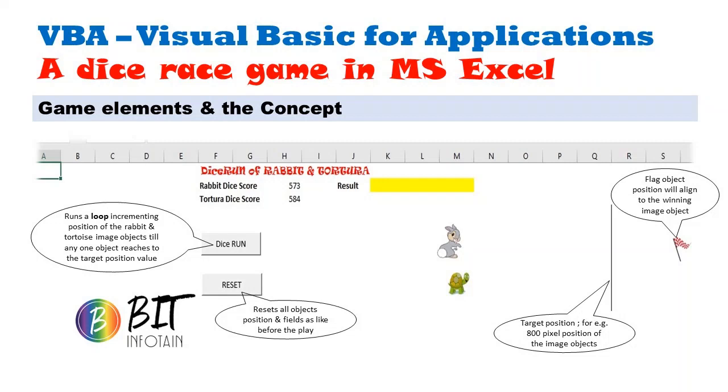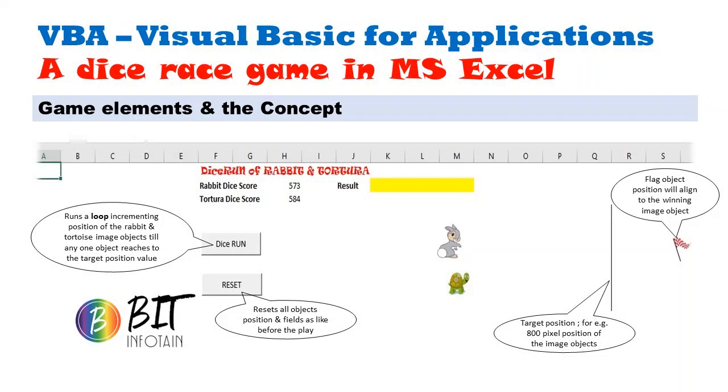So it's simple stuff, there's nothing great about it. You just have to run this until a target position. For example, here we used the 800 pixel position of the image object. Whenever the image object reaches that 800 pixel position, whoever comes first, we check with an if condition inside the loop. If it touches the 800 plus position, that particular character wins, and then we move the flag towards that character's position, plus maybe another 50 pixels.